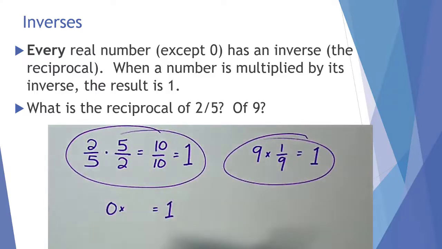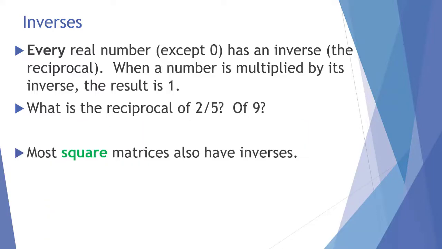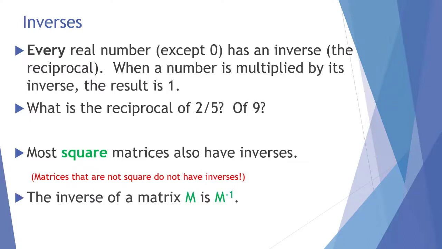The same thing is true for matrices. Most square matrices have inverses. And it's worth noting that if our matrix isn't square, then it's impossible for it to have an inverse. But those that are square will often have inverses. We have a name for that. If we call our square matrix M, then the inverse matrix we call M inverse.